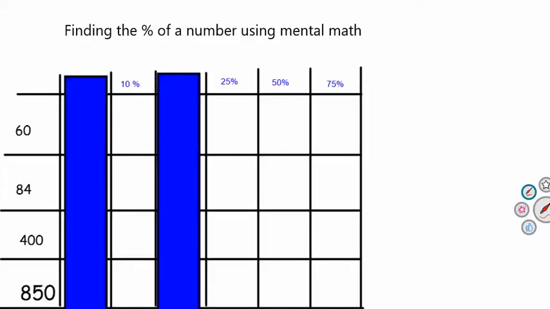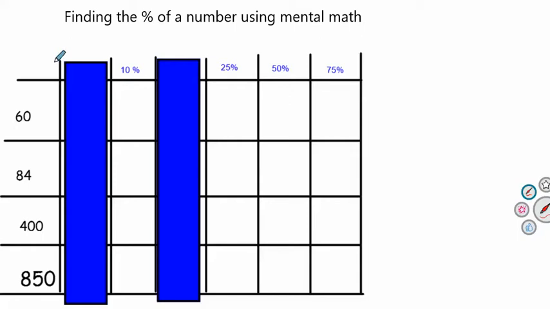You have this chart. The first thing I want you to do is work on 10% first, because 10% is the easiest one. I want you to pause the video, look up above, and remember how to find 10%. You're just moving the decimal. So pause the video and come back when you have your answers.